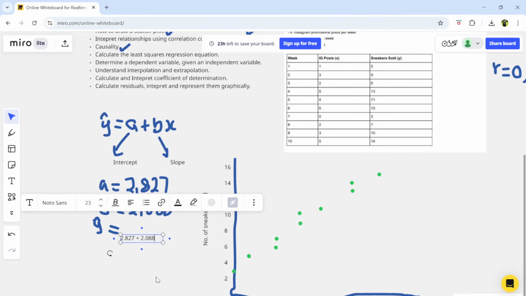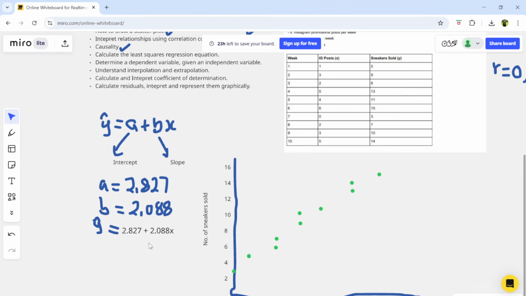2.088. So x at the end. Remember to put your x there. Right. So that is the least squares regression equation. Simple as that. Sometimes they'll give it to you and say calculate the dependent variable given the independent variable, which is the next thing to do. So in simple ways, this is how you calculate your least squares regression equation, right?